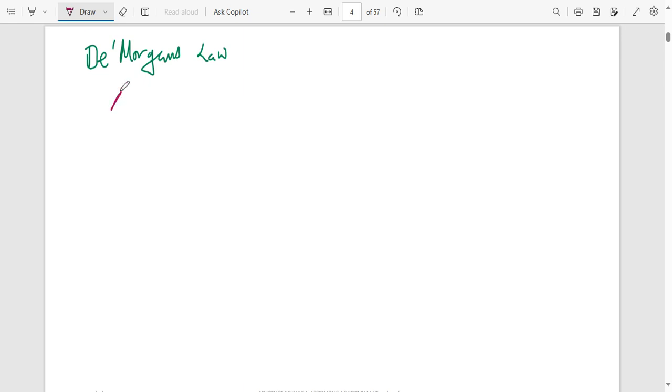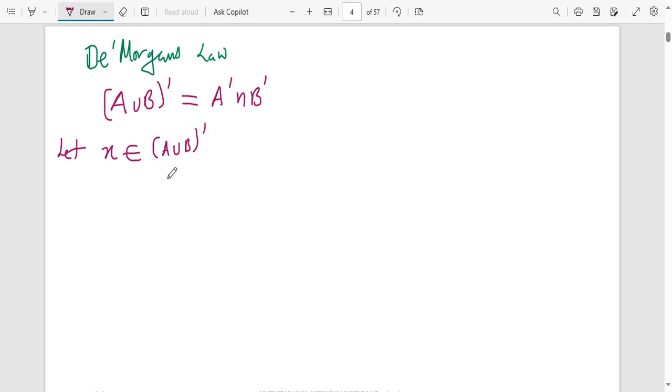So let's prove De Morgan's law. Let's say we have got A union B complement. Which one should I prove? It's all the same anyways. We know that if we distribute the complement, the sign changes in the middle. We are going to start with the left hand side. Let X be a member of A union B complement, alright, like that.